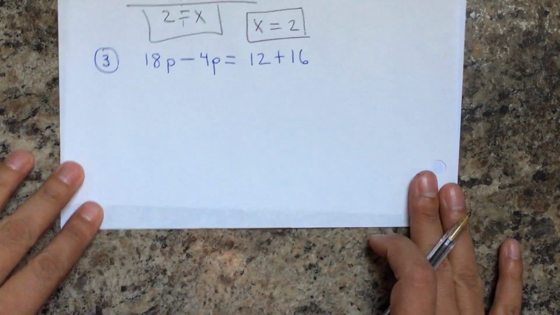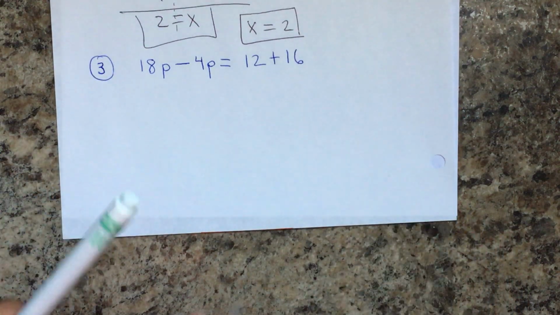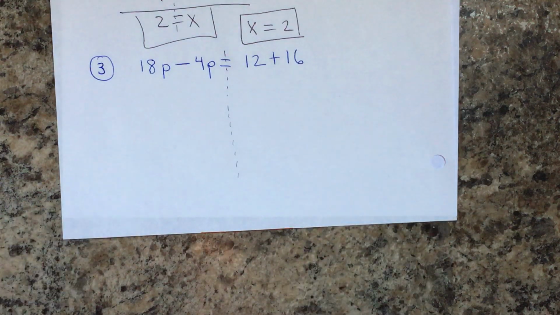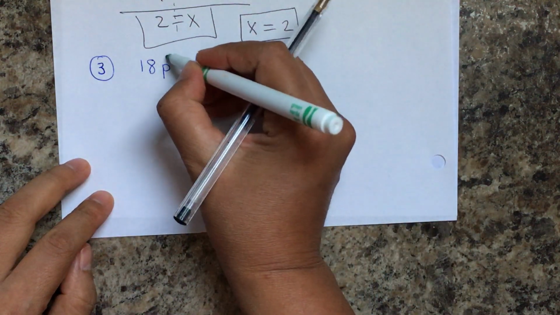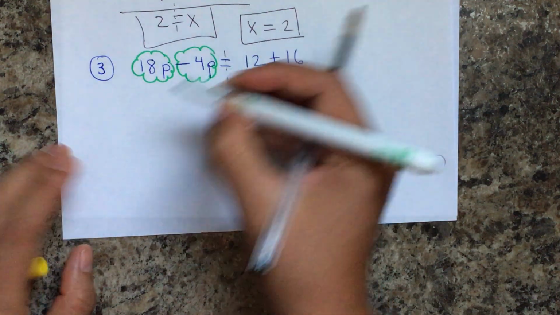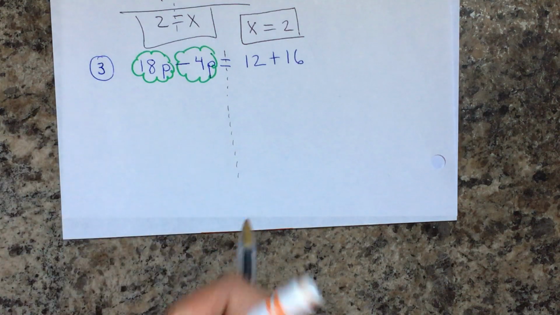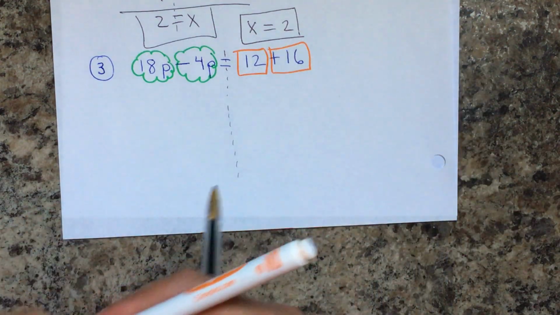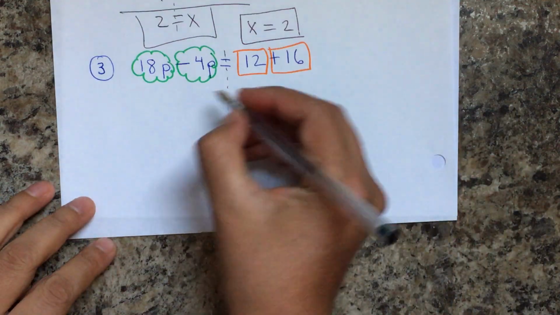Okay, let's do one more. Again, we divide where the equal sign is, just to keep it organized. And so we have 18p in here, negative 4p in here, and we have 12 and positive 16. So positive 12 and positive 16.